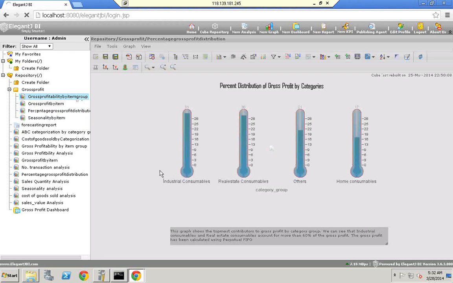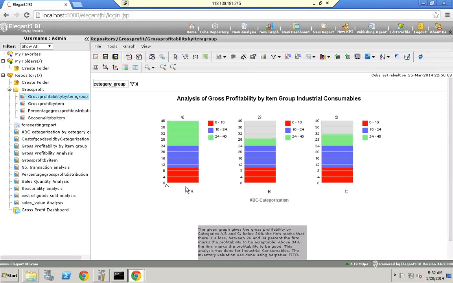we look at the gross profit by item group. In this, what we have done is we have taken the category of industrial consumables, which was coming out to account for 31% of gross profit, and analyzed what has been the gross profit of A, B, and C in each one of them.